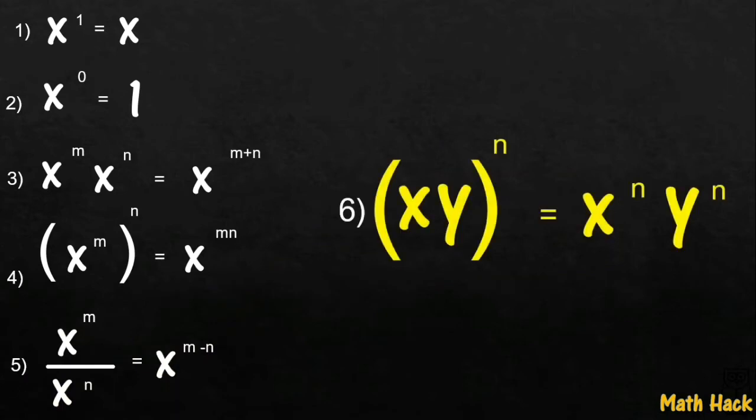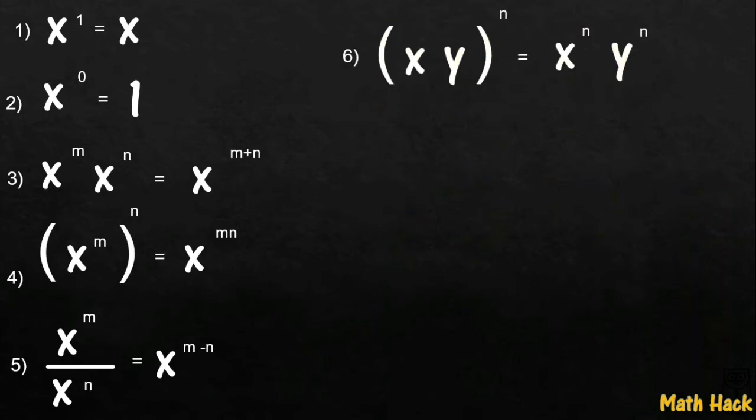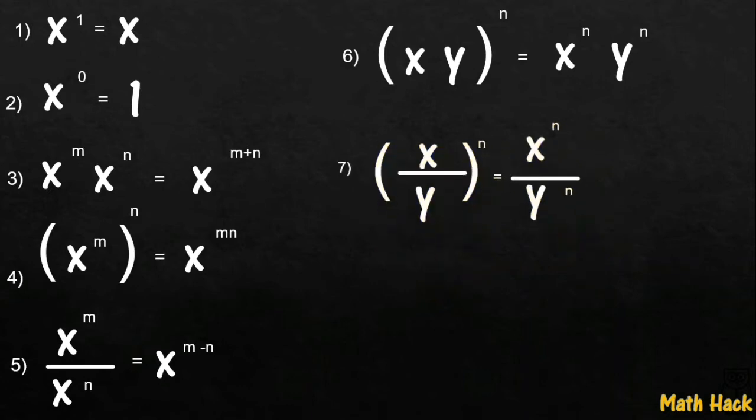Number 6. The quantity xy raised to the power of n. Didistribute natin yung exponent sa dalawang bases. So, ito ay magiging equal sa x raised to n times y raised to the power of n. Number 7, meron tayong quantity x over y raised to the power of n. Ganon din, i-distribute natin yung exponent na n sa base na nasa numerator at sa nasa denominator.